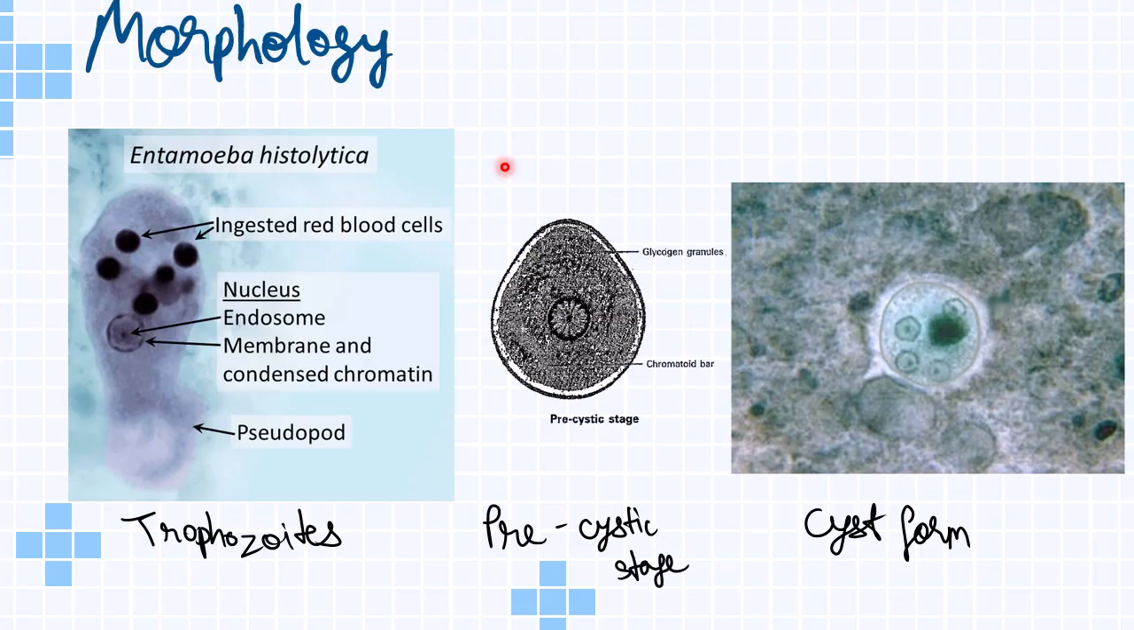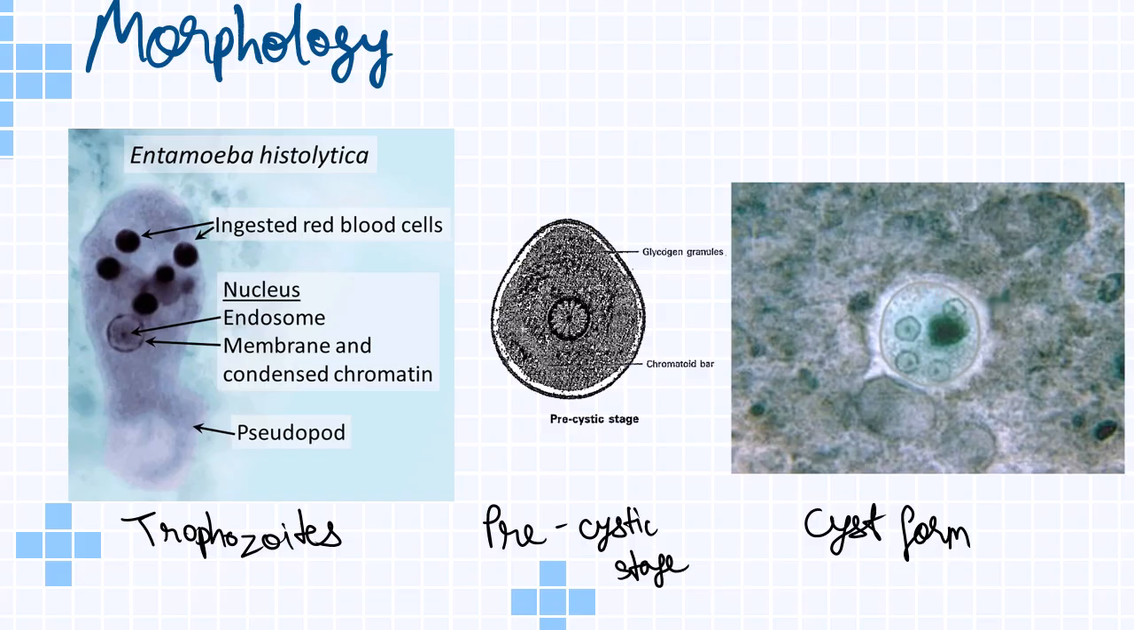Entamoeba histolytica exists in three forms. First is the trophozoite, which is the active feeding stage. It possesses pseudopodia for movement and may contain ingested RBCs. Second is the precystic stage, an intermediate form. Third is the cyst, which is the infective and environmentally resistant stage. Among these forms, the cyst is especially important because it initiates infection.